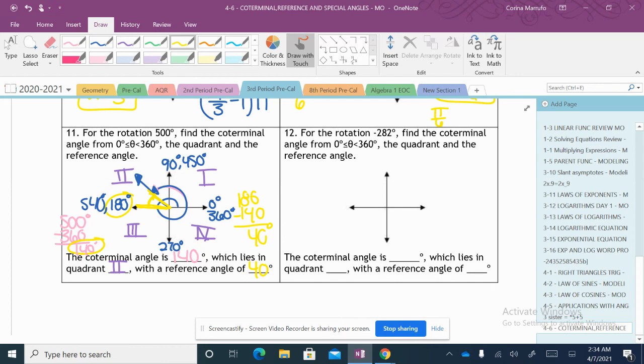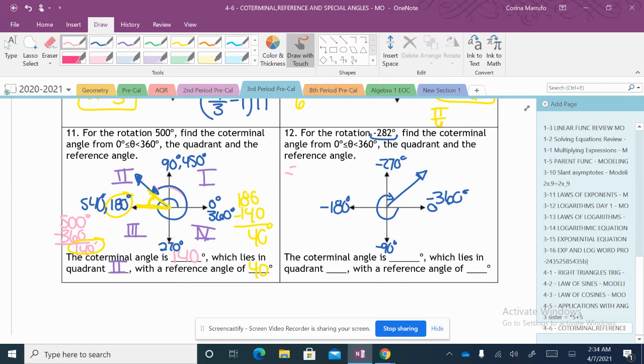It says for the rotation negative 282, find the coterminal angle. So we're going to do the same thing. So this is 0, this is negative 90, this is negative 180, negative 270, and then negative 360. So 282 is going to land right in between negative 270 and negative 360. So it comes around once. Whoops, I went too far. Okay, so we're going to find the coterminal angle.